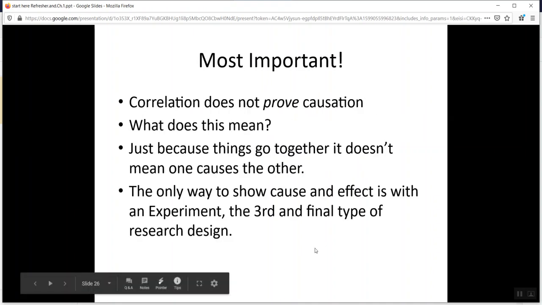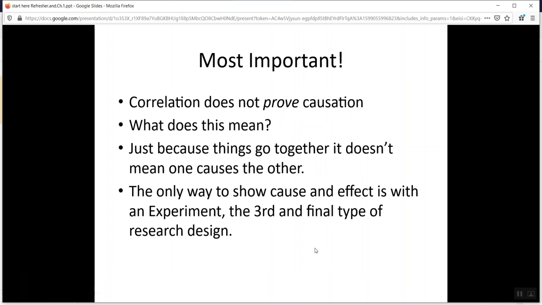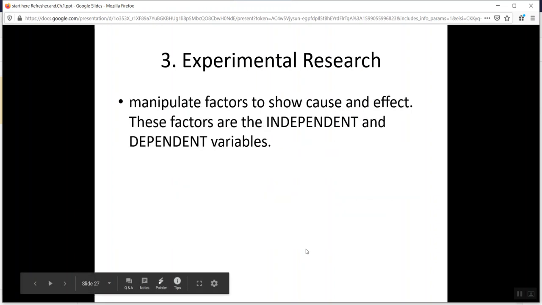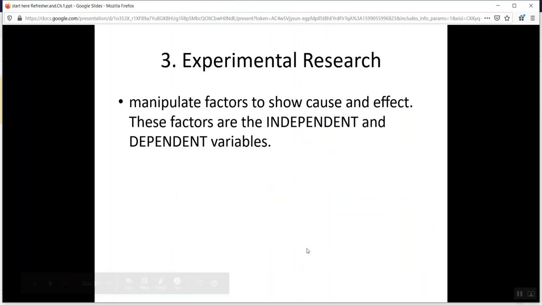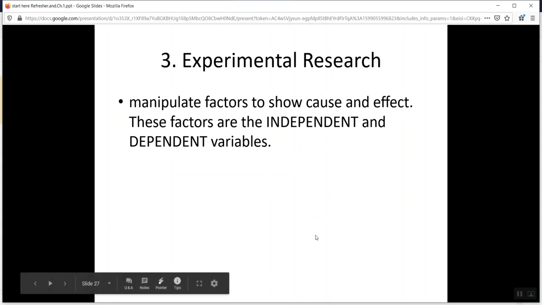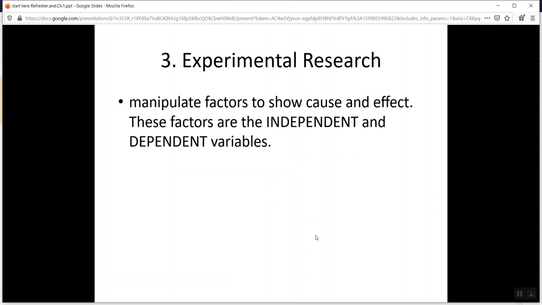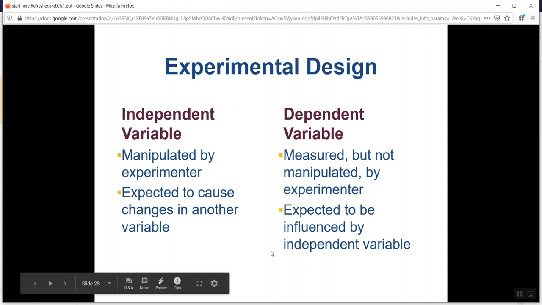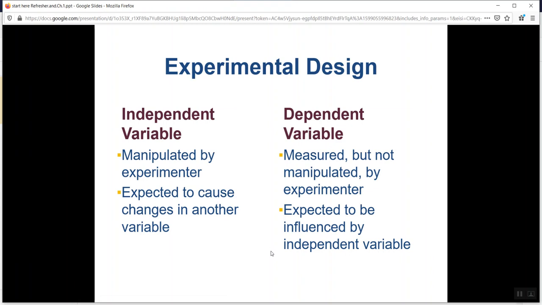Okay, so again, I say this again because this is very important. Correlation, just because two things go together, doesn't mean one causes the other. The only way to show cause and effect is with an experiment. So, with an experiment, we manipulate factors to show cause and effect. And you, again, may remember these factors are called the independent and dependent variables. The independent variable is what the experimenter is going to change or manipulate. And then we look at what the effect of that change is on this other dependent variable that we're looking at.